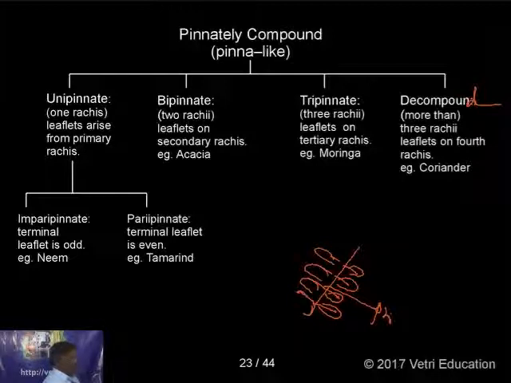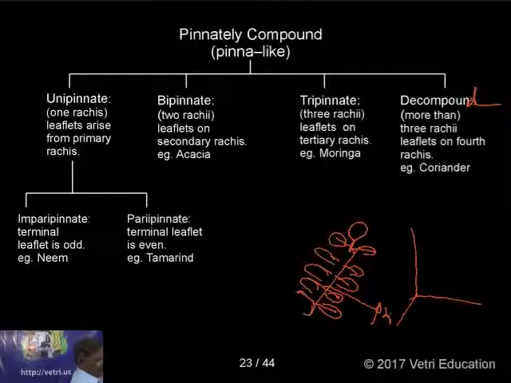In this unipinnate, they are again divided into two types, imparipinnate and paripinnate. So if you have a pair of leaflets at the end, it is paripinnate, or you can have an odd leaflet, it is called imparipinnate, that you can see later. And in bipinnate, the leaflets are found on the secondary rachis. So here you have the primary rachis and the secondary rachis, and the leaflets are arranged on the secondary rachis. This is the primary rachis, this is the secondary rachis, that is a bipinnate leaf.